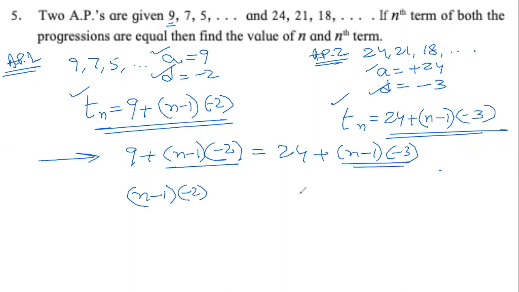Bring this to the left hand side. So it becomes minus n minus 1 into -3. Let 24 be on the right hand side. Let's move the 9 to the right hand side. So this becomes -9. Why am I doing this? I want to keep the variable on the left hand side. I want to keep the constants on the right hand side.